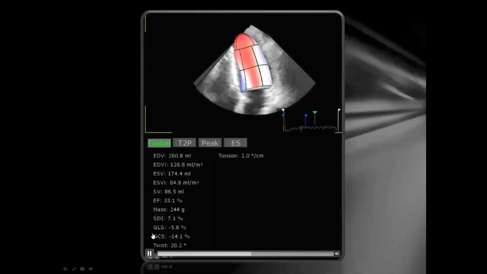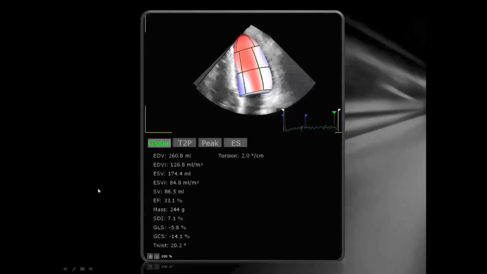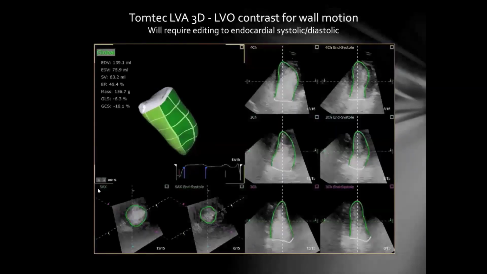Then we get longitudinal strain. This is not good. Circumferential strain is probably not as relevant as it used to be, but they're using it in research. So again, it just depends on what tool you have to use.